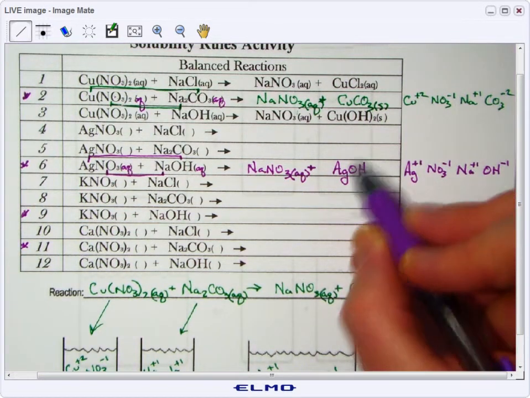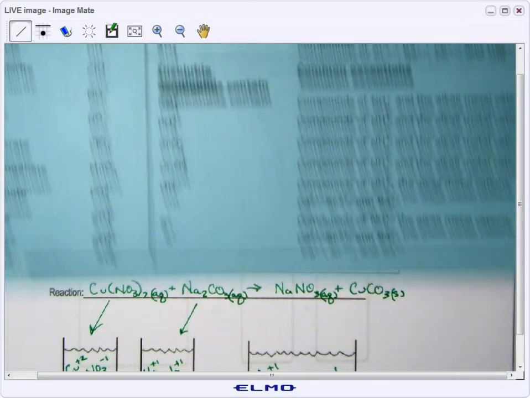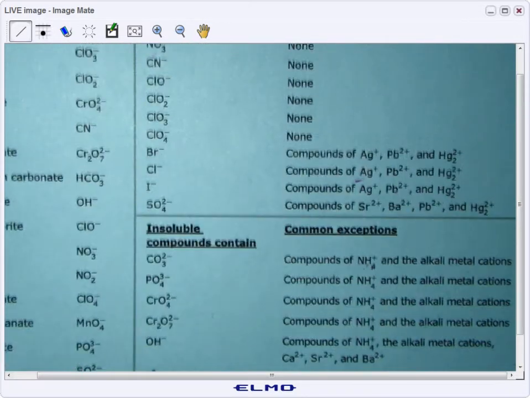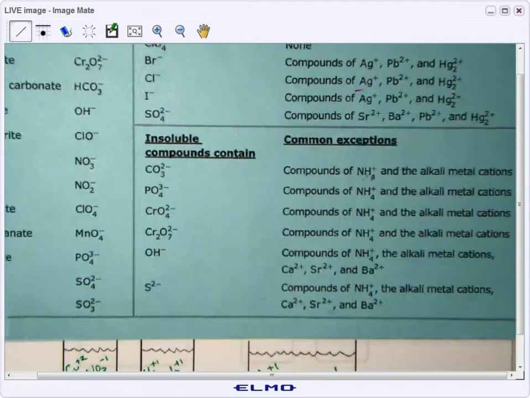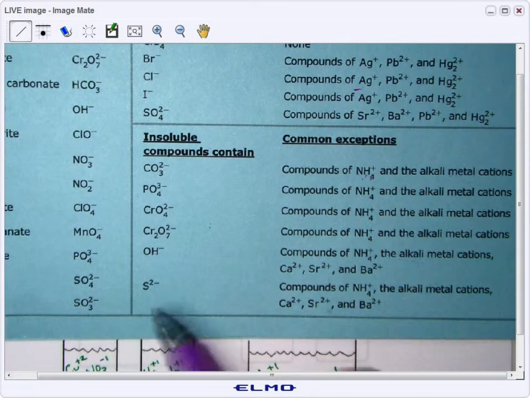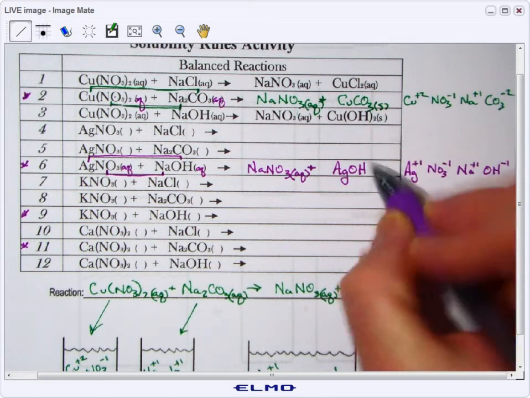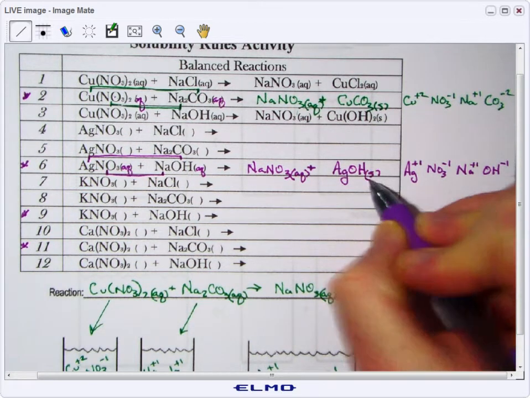We're looking at the second half, the OH here. We find OH, and which section it's in. The insoluble means it does not like to dissolve unless it's with one of these, and that is not one of the exceptions. So this is going to be a solid.